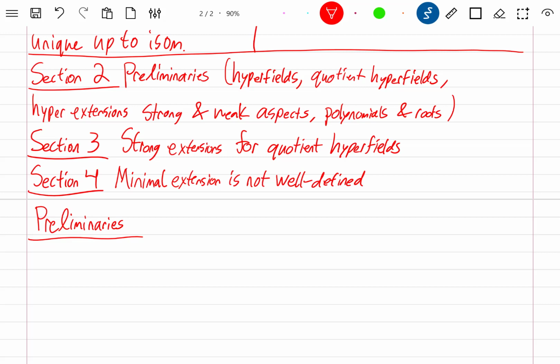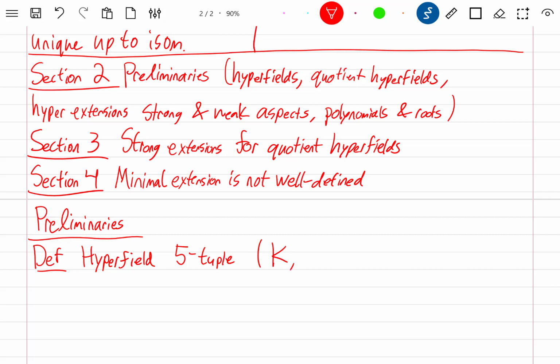I guess hyperfields, a bit of history, they were developed by Krasner in 1956, and they are a generalization of fields, where I hinted that the addition is now multi-valued. So here we're going to give our first definition of what a hyperfield is. A hyperfield is the following data. We can think of it as sort of a 5-tuple consisting of the following.